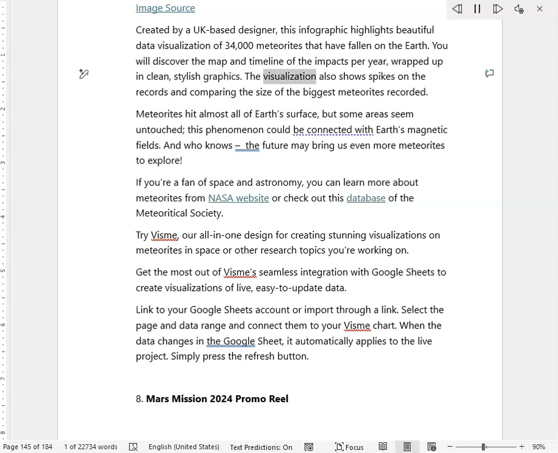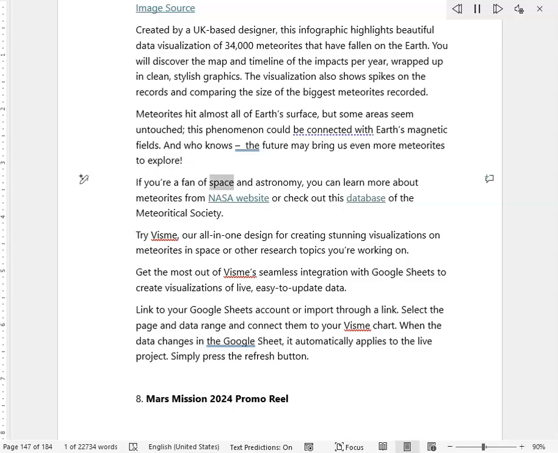The visualization also shows spikes on the records and compares the size of the biggest meteorites recorded. Meteorites hit almost all of Earth's surface, but some areas seem untouched. This phenomenon could be connected with Earth's magnetic fields. And who knows, the future may bring us even more meteorites to explore.